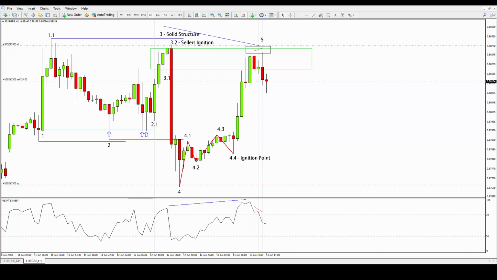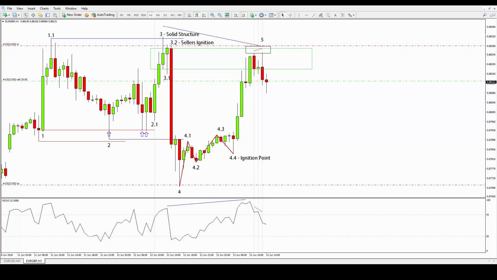The upper line of that green zone is in the ignition point of the candle 3.2, and the lower line of the zone is in the turning point line between 2.1 and 4. Roughly speaking, this is where those powerful sellers might show up again based on the context we have so far. Let's now move on to the momentum analysis of the market.